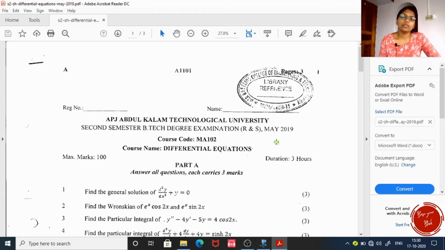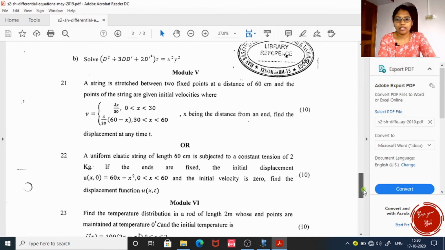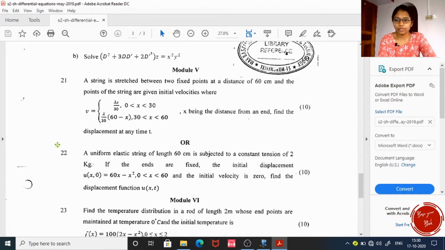So this video is exclusively for the upcoming examination of differential equations. That is, we will discuss one repeatedly asked question from module number 5, that is wave equations. I found this question asked 2 to 3 times and it carries about 10 marks. Here is question number 22.